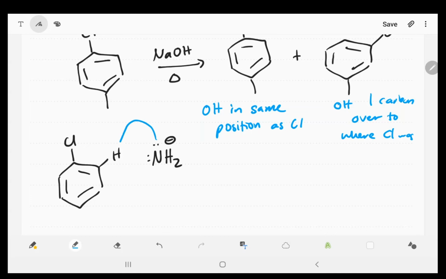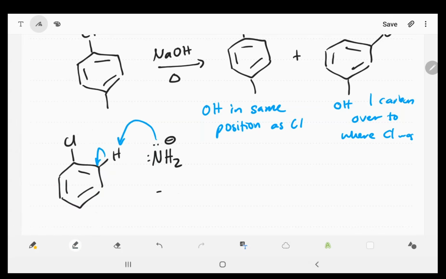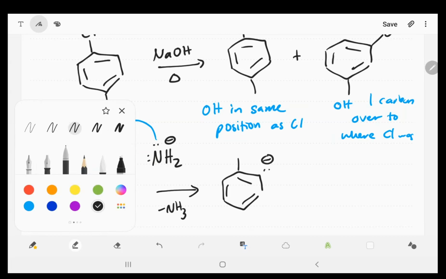So normal proton abstraction. Remember that sp2 carbons are a little bit better at accommodating a negative charge than sp3 carbons are. So vinyl hydrogens are a little bit more acidic than plain old aliphatic ones. So we now have this negatively charged business, and I chose the amide because it's a stronger base. So it's just going to make this a little bit easier to understand, I think.